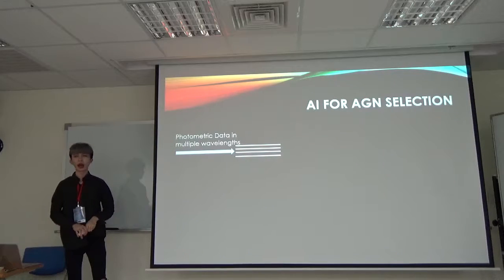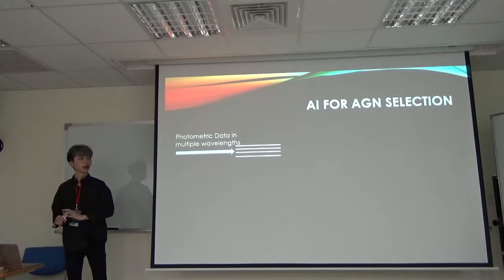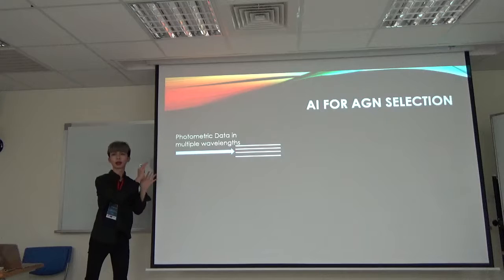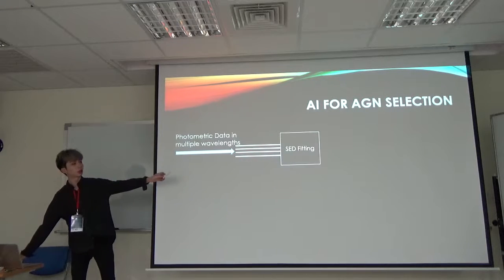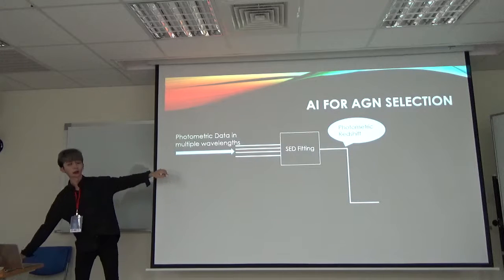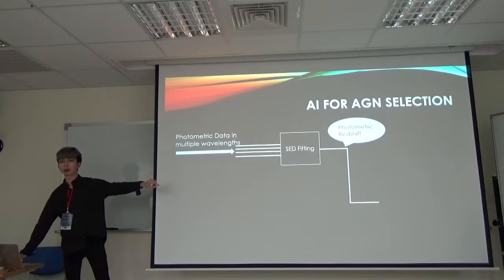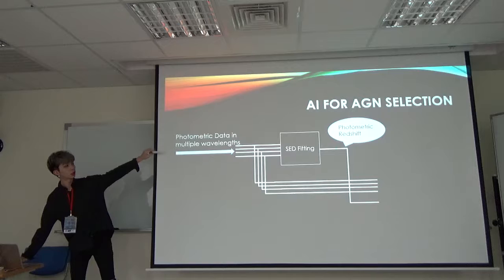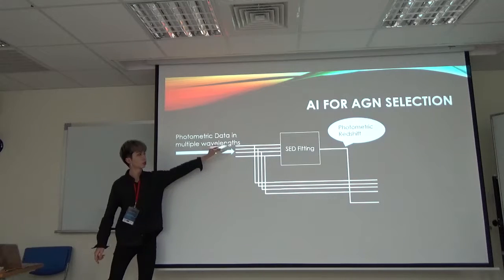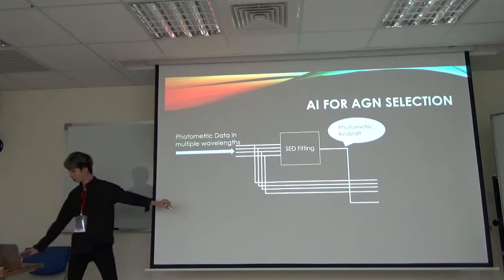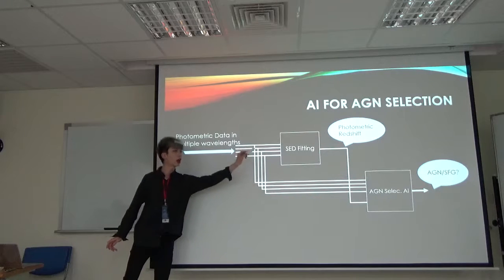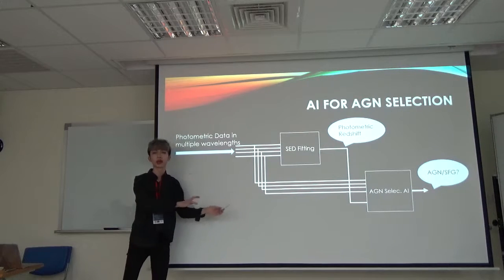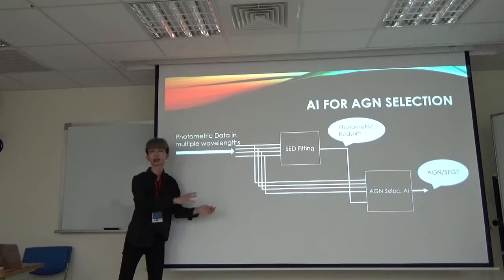So eventually, how we use this AI is we have photometric data in the beginning and let it go through SED fitting to get the photometric redshifts. We input the photometric data as well as the photometric redshifts, go through the AI system we constructed, and let it output the AGN classification results.